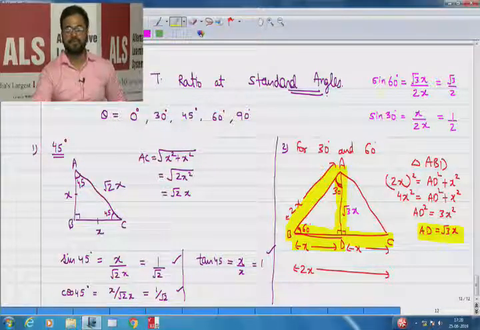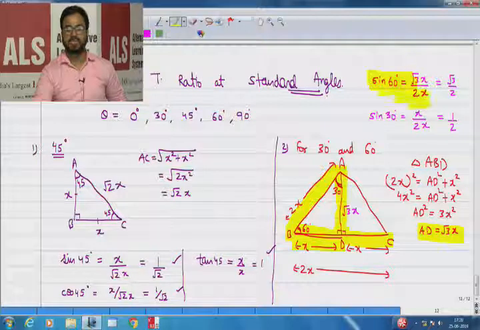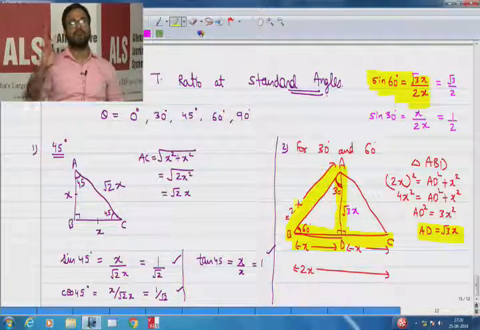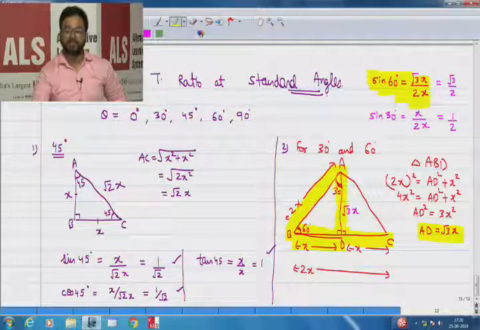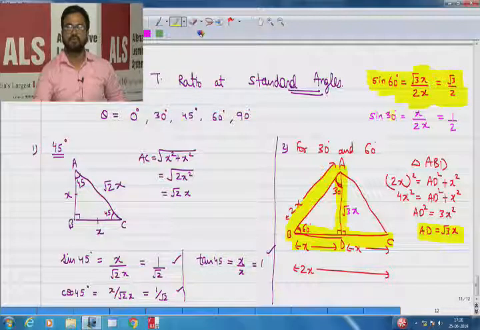Now you can find sine of 60. This is 60 degree. Sine of 60 is perpendicular over hypotenuse. So perpendicular is root 3x, hypotenuse is 2x. So root 3x over 2x, that is root 3 over 2. Similarly, sine of 30 degree you can also find.